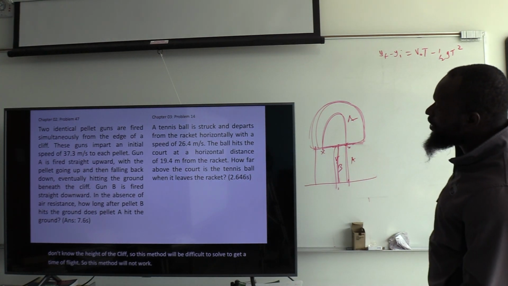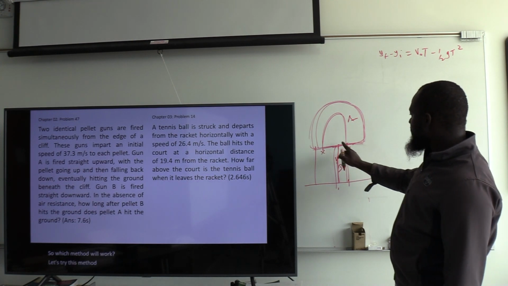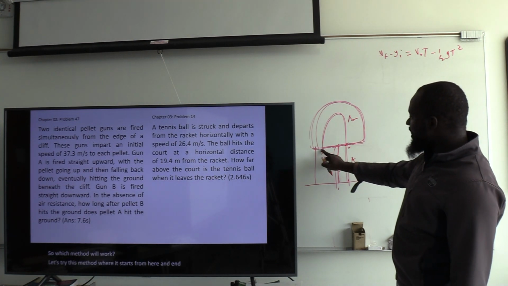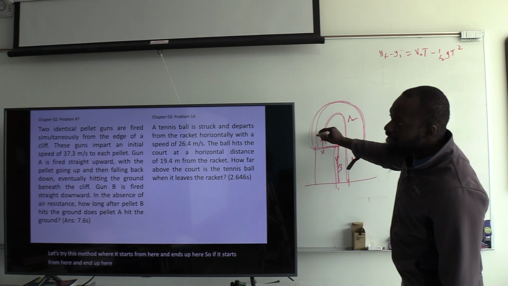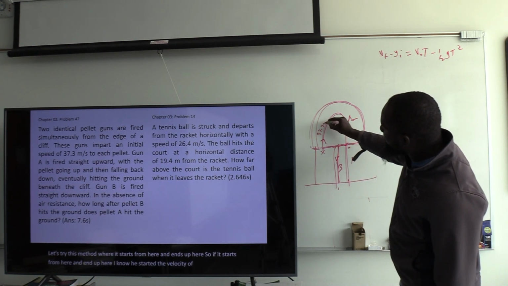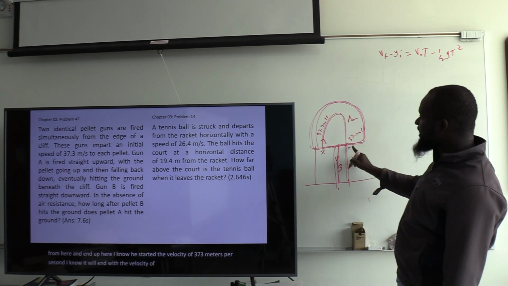So which method will work? Let's try this method where it starts from here and ends up here. If it starts from here and ends up here, I know it starts with a velocity of 37.3 meters per second. I know it will end with a velocity of 37.3 meters per second at the same spot here.